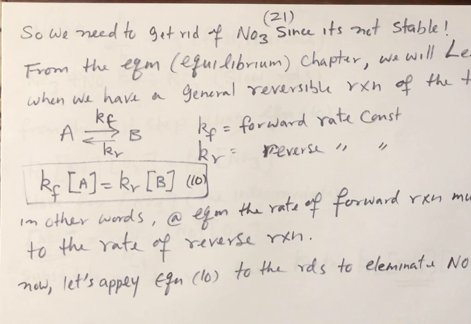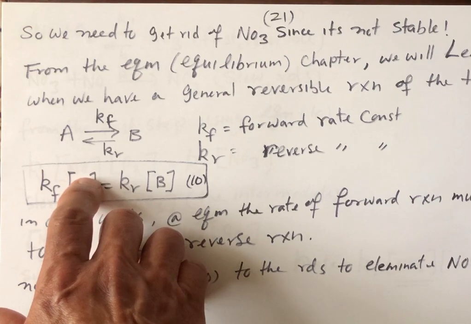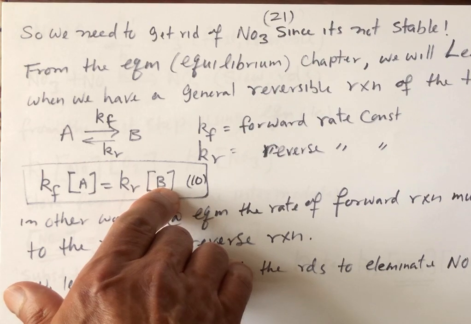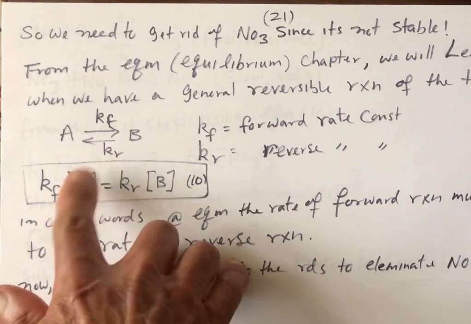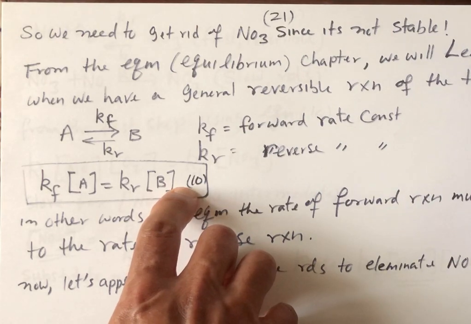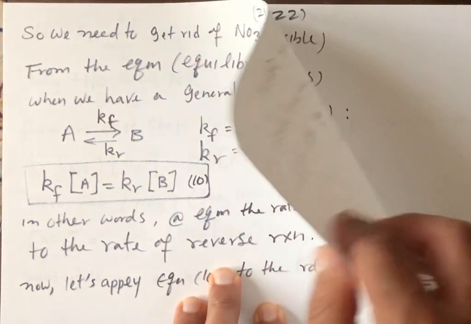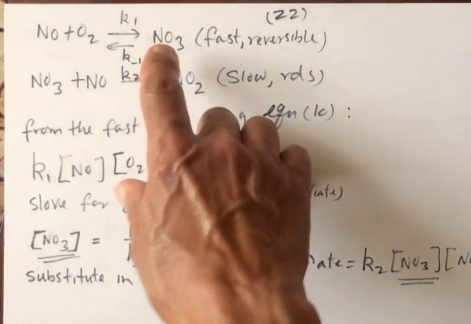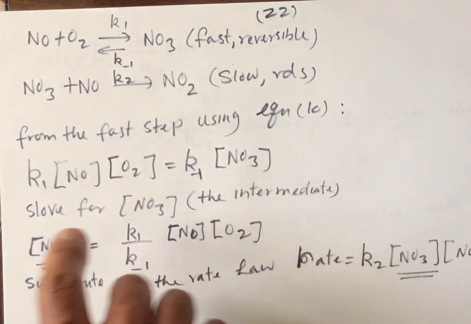So, if Kf times A, in other words the rate of the forward reaction, must be equal to Kr times B, the rate of the reverse reaction, then we can easily substitute for either A or B in terms of the other component, or solve for them in this equation. So we're going to apply this equation 10 to our problem. And in the next page, you'll see that we can apply that over here for this fast reversible equilibrium reaction.